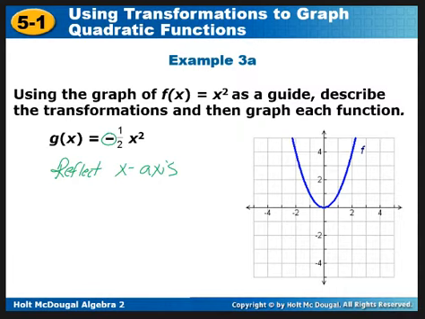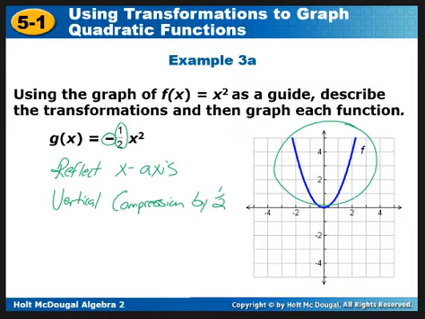And the 1/2 in here indicates that we have a vertical compression by a factor of 1/2. Okay, so essentially every output value on this top graph is going to get shrunk down to half of what it would be. All right, so if I think about the point (2, 4), well, that's actually going to become the point (2, 2). And then if I reflect it over the x-axis, it would end up being down here somewhere instead.